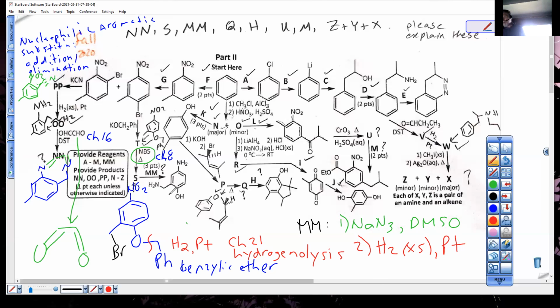H2, excess Pt. Let's talk about all the things that does. It's going to do hydrogenolysis right here. It's going to reduce your NO2 to an NH2 up here. It's going to reduce your azide, which is N3 attached here, all the way to an NH2, and you get nitrogen gas. So I'm giving you 3 points for 2 steps because there's a lot going on in the second one. It covers everything. And there you have this product generated.